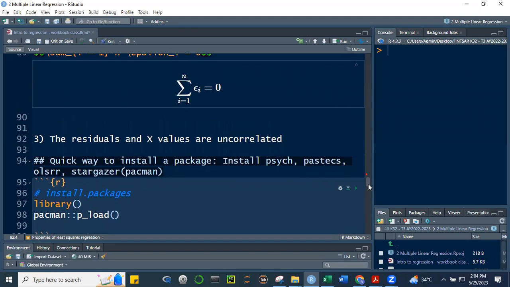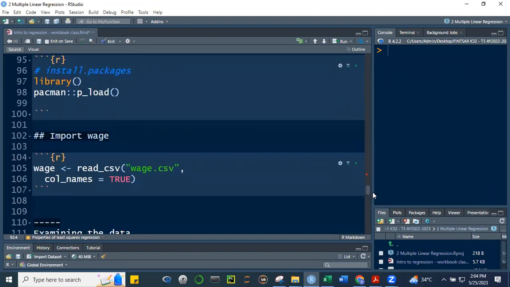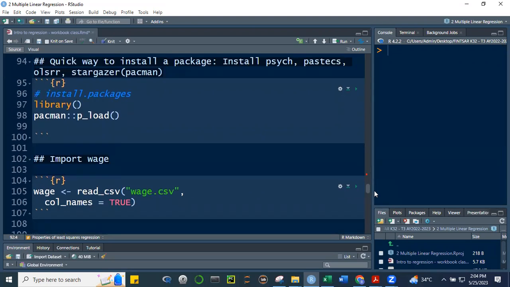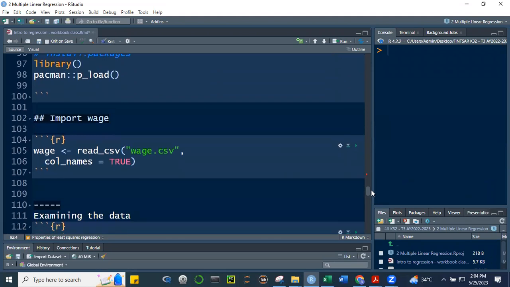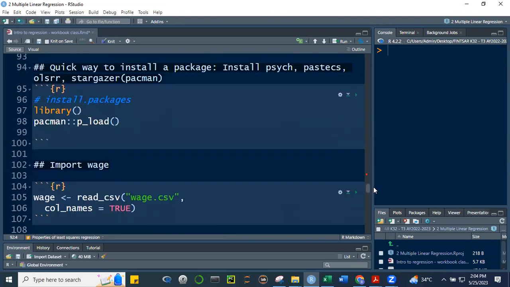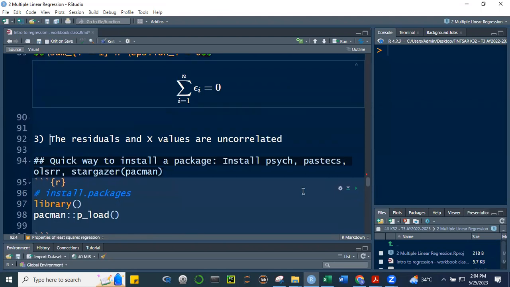Okay. So what we're going to do in the next part will be, okay, formal na tayo na gagawa ng model ng regression, no? So some of the packages that we're going to need are psych package, pastecs, OLSRR, and Stargazer. Now, I leave you, class, to look at this individually.